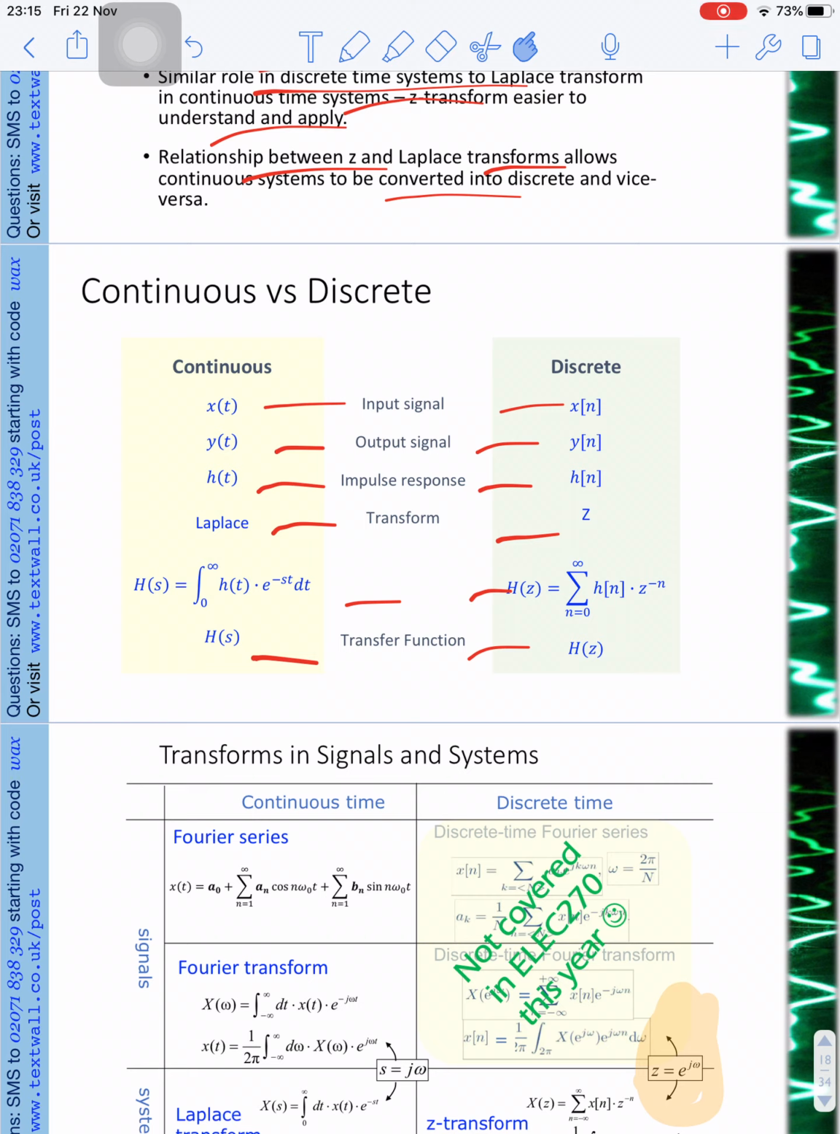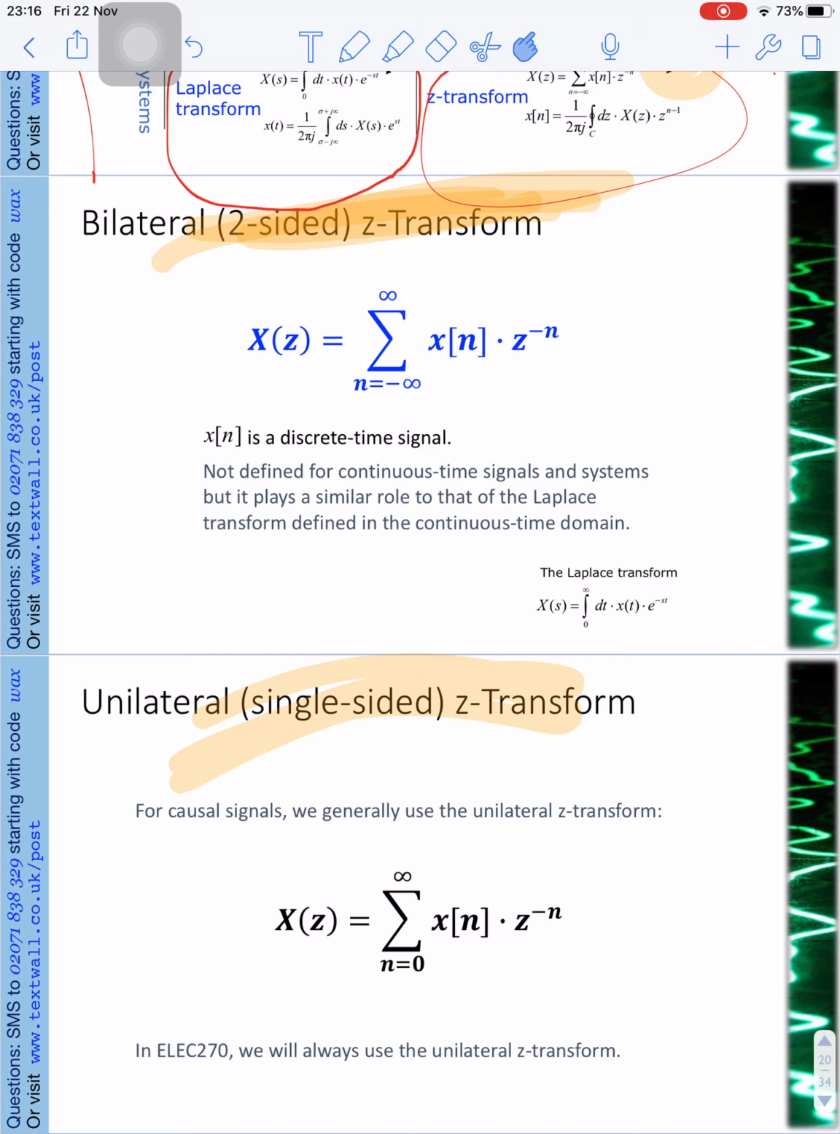So this is not covered, which is called the discrete Fourier transform series. What if it is periodic? It is a Fourier series. And what if it is not periodic? It's a Fourier transform. And for the systems, we are going to do the Laplace transform for the continuous one, and the Z transform for the discrete time. The two-sided Z transform is the summation from minus infinity to infinity, and the single-sided Z transform is from 0 to infinity.